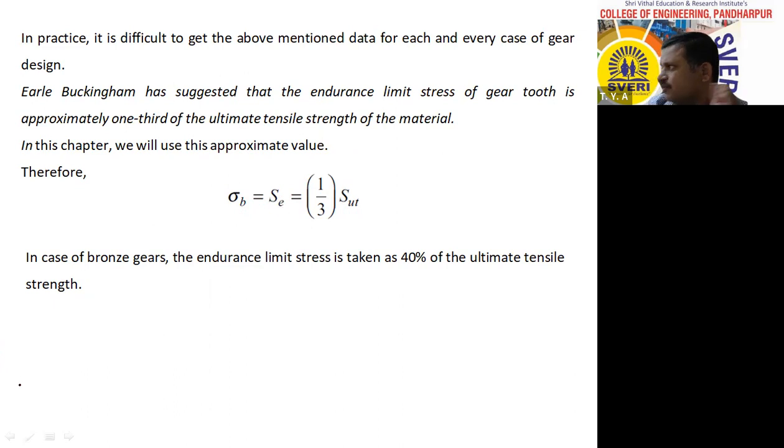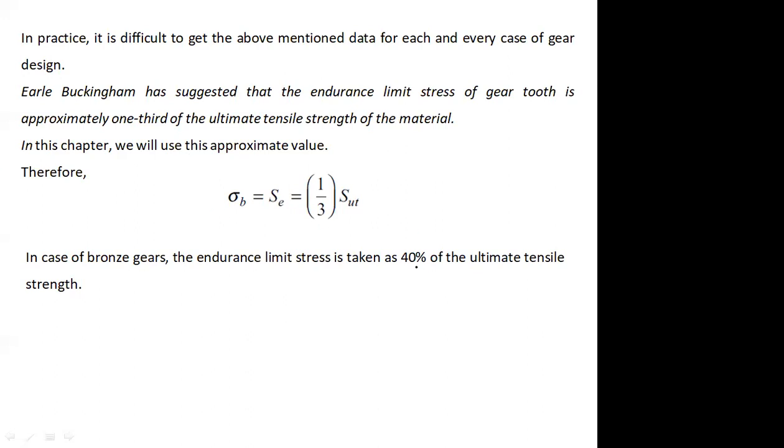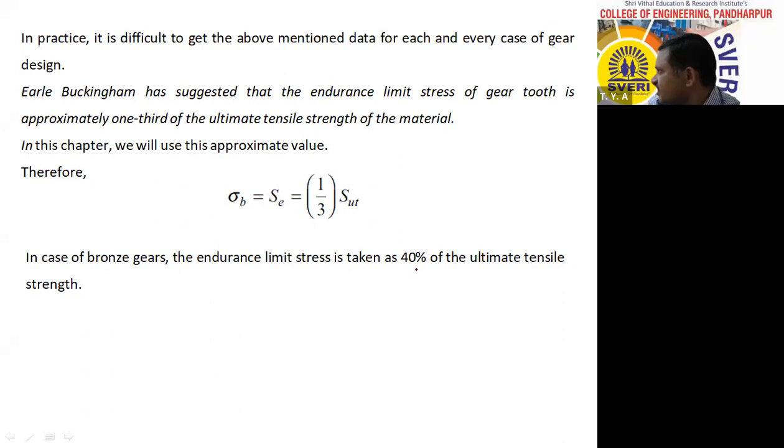Therefore, if in the problem it is given that the material is steel, at that time you have to take sigma b is equal to SUT divided by 3. And if they have provided that the material of both the gears is bronze, then sigma b is equal to 0.4 of SUT.